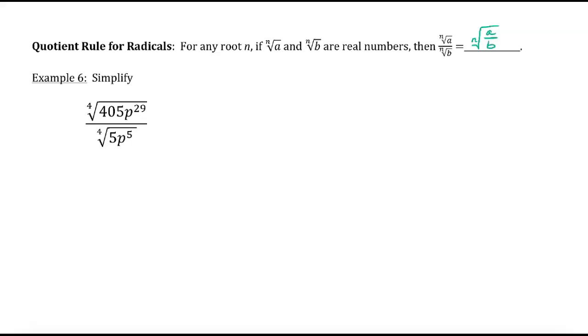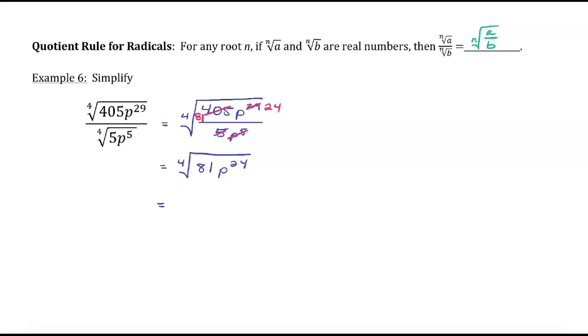Notice that we have a fourth root in the numerator and a matching fourth root in the denominator. So we can rewrite this as a single fourth root with the quotient of 405 times p to the 29th over 5p to the 5th. Now we can simplify the quotient on the inside. 5 goes into 405 81 times, and p to the 29th divided by p to the 5th simplifies to become p to the 24th. So we have the fourth root of 81 p to the 24th.